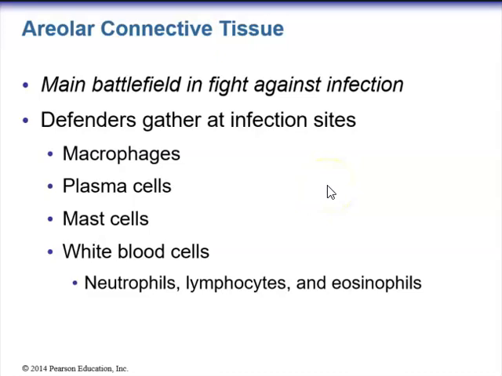Another characteristic of areolar connective tissue is that it is the main battlefield in the fight against infection. We have our defenders that gather at the infection sites: macrophages, plasma cells, mast cells, and white blood cells, the white blood cells being neutrophils, lymphocytes, and eosinophils.